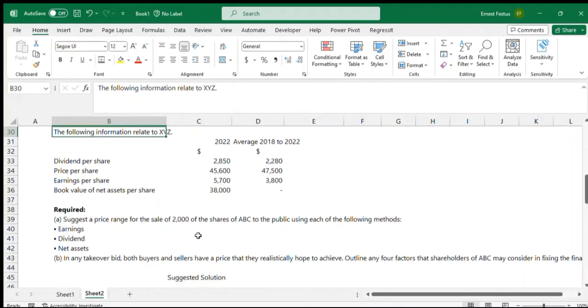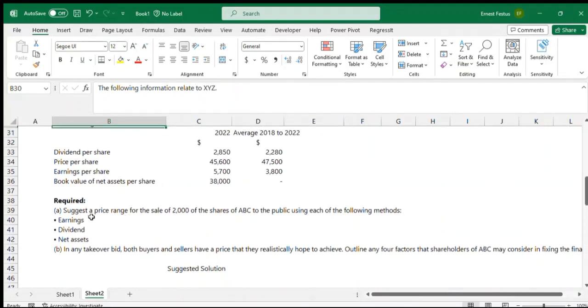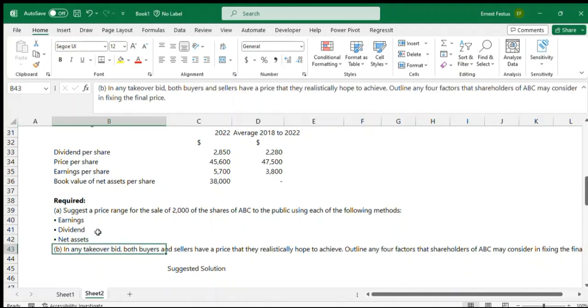Now, the requirement: we have to suggest a price range for the sale of 2,000 shares of ABC Limited to the public using each of the following methods. We are to use the earnings based methods, the dividend yield, and then the net assets. And then the B part of the question is, in any takeover bid, both buyers and sellers have a price that they realistically hope to achieve. Outline any 4 factors that shareholders of ABC Limited may consider in fixing the final price.